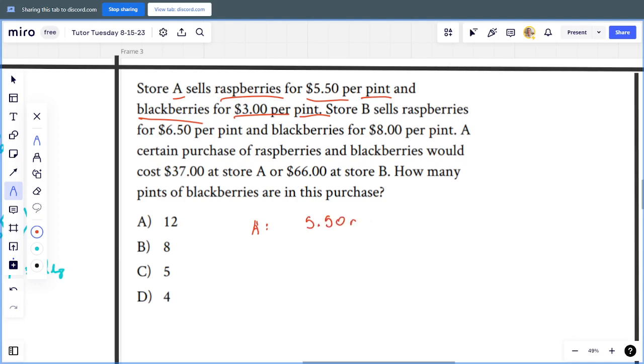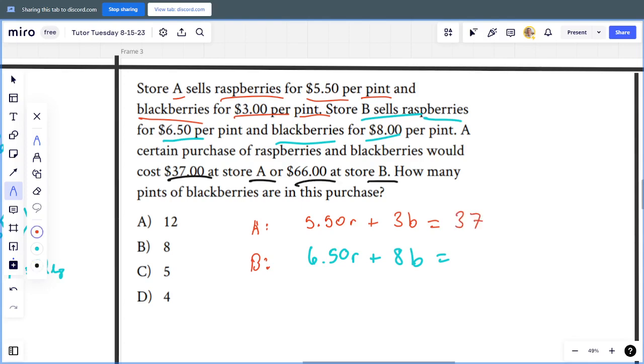5.50 times the number of raspberries plus 3 times the number of blackberries equals something. For store B, we know that store B sells raspberries for $6.50 per pint, 6.50R, and sells blackberries for $8 per pint. And that should equal another number. And here it tells us that a purchase of raspberries and blackberries would cost $37 at store A or $66 at store B. So let me fill in those numbers as our final cost here.